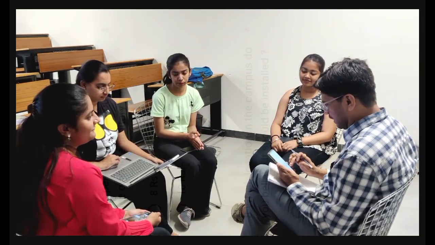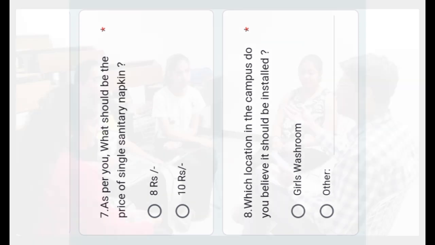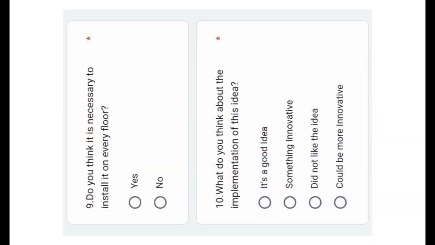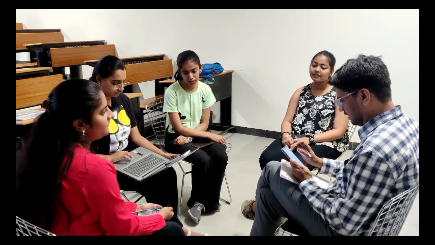So as per you, what should be the price of a single one? Okay, so you are going to sell it as well. Yes. Okay. Very nice. Do you think it is necessary to install it on every floor of DYPIU? Okay. What do you think about the implementation of this idea? Okay, you have given options for them to select.